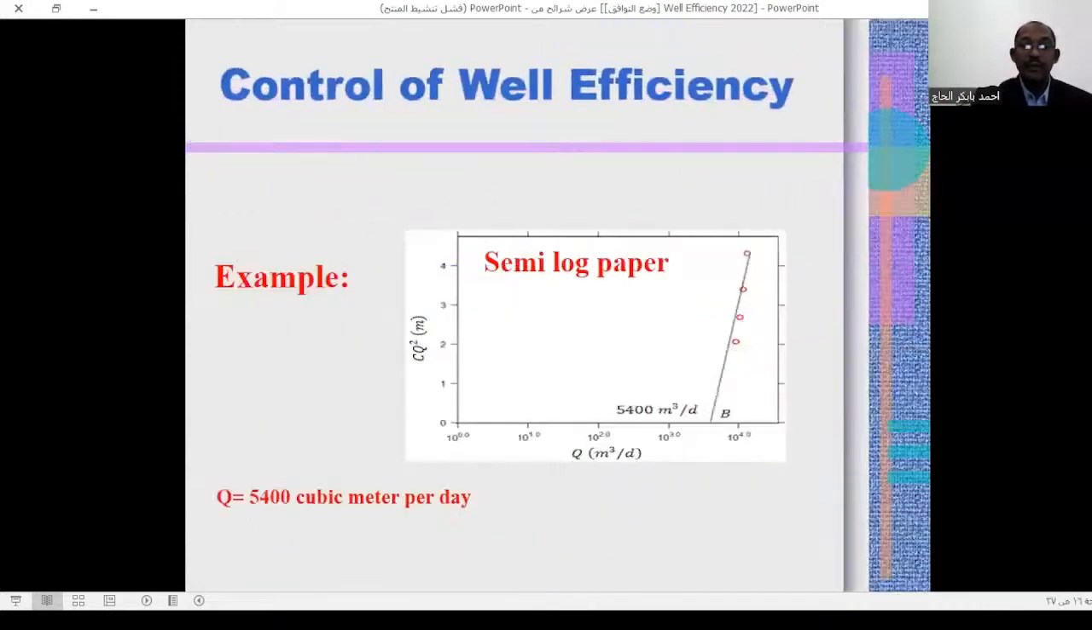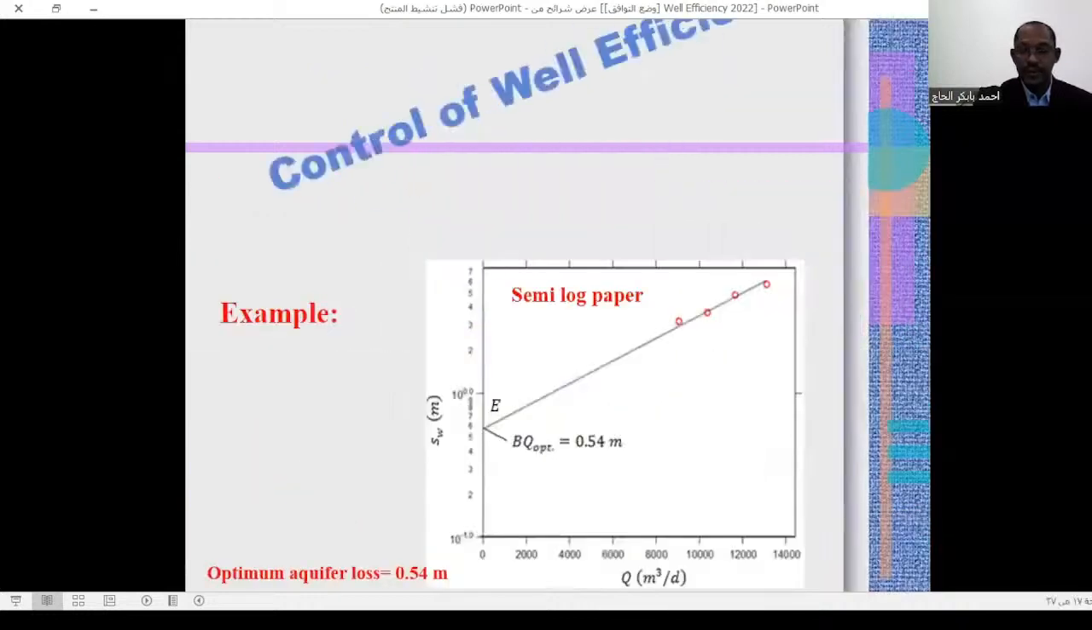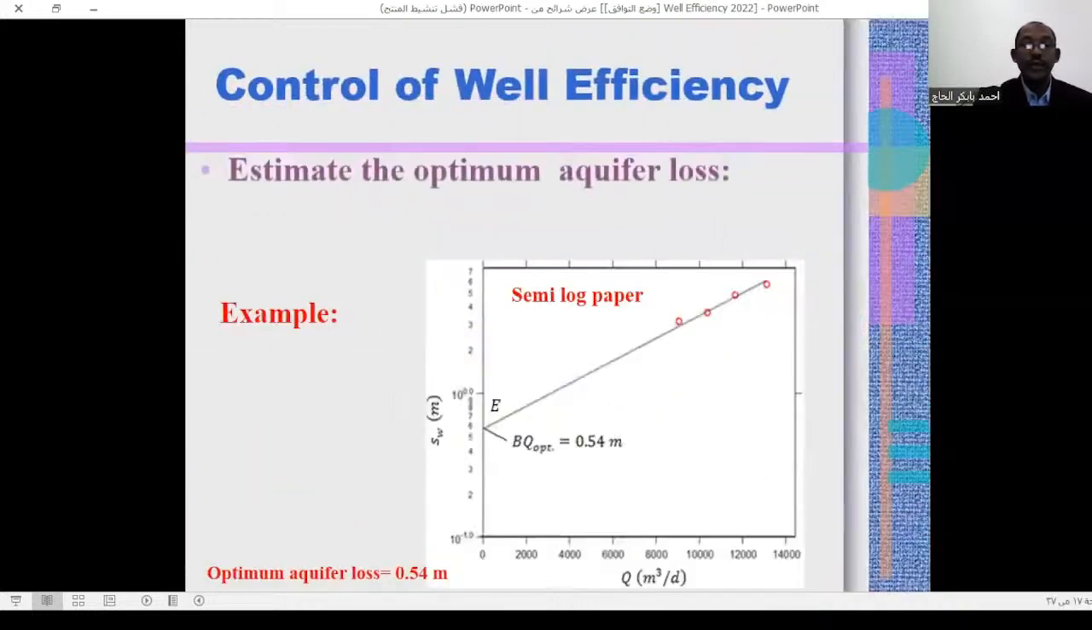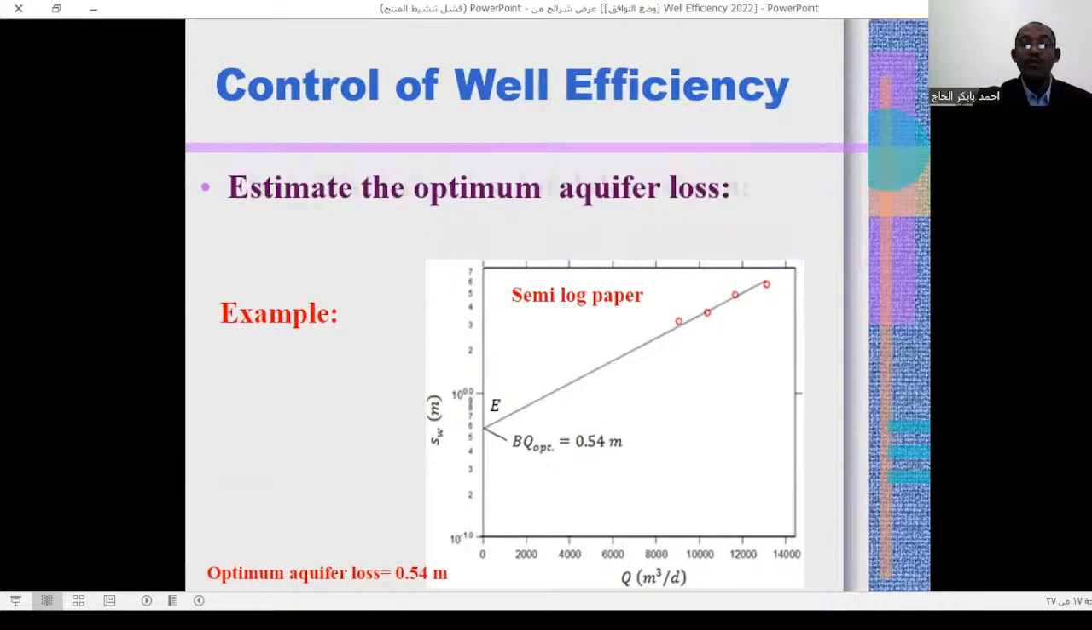Third method: plotting discharge versus well loss, with well loss vertical and Q horizontal, on semi-log paper. At this point, the amount of discharge equals that of the first and second methods previously. Control of well losses: estimate the optimum aquifer loss.